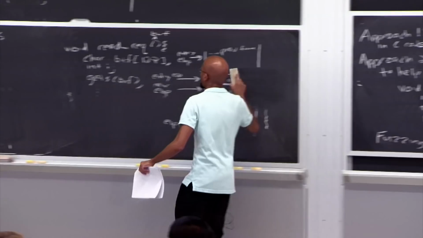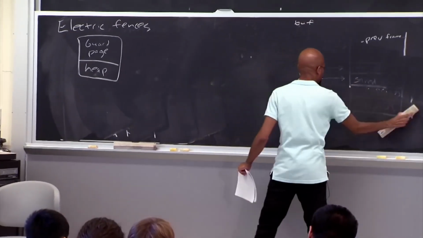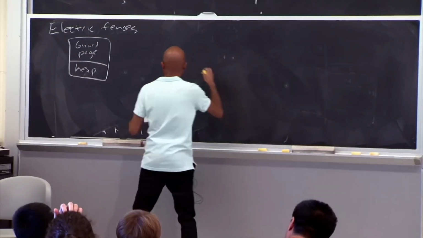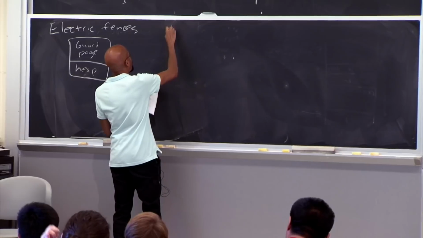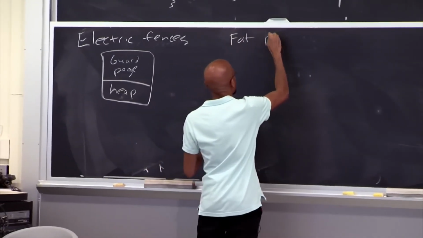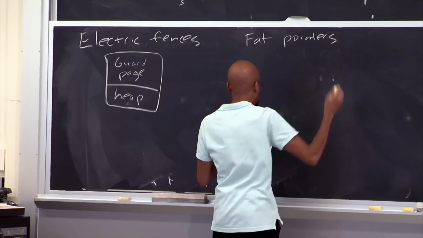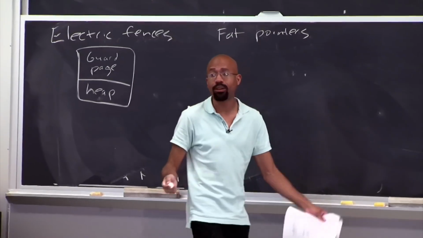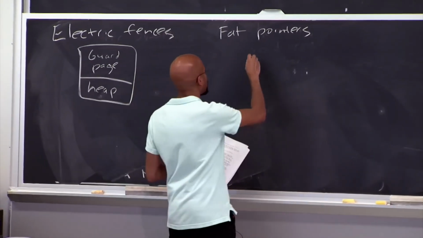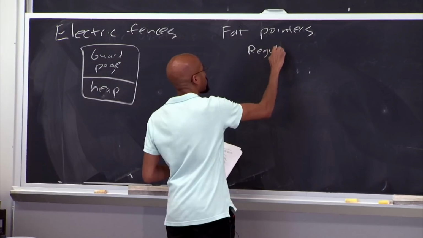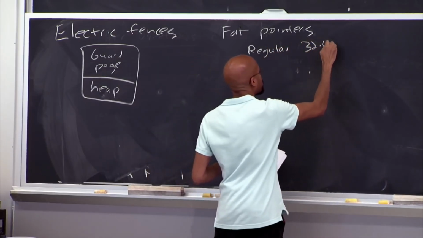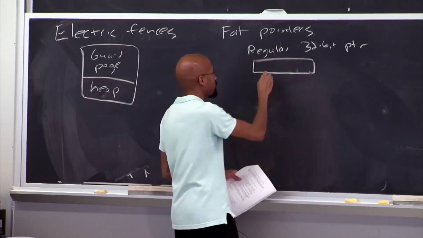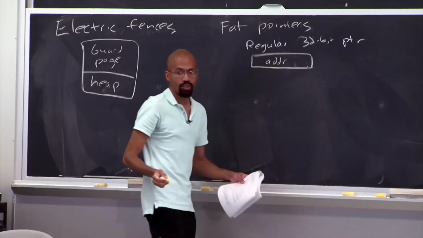Actually, yeah, we can erase this. And then another approach you could look at is what they call fat pointers. The idea here is that you want to modify the pointer representation itself to include bounds information in it. So if you look at your regular 32-bit pointer, what does it look like? Well, it's just 32 bits, and you've got an address in it, right?